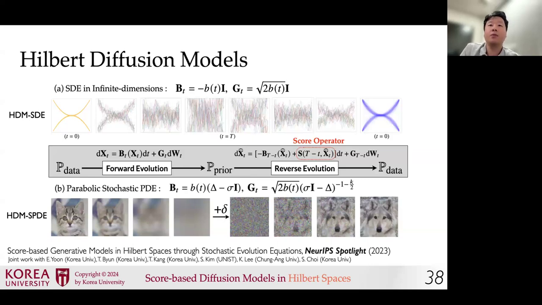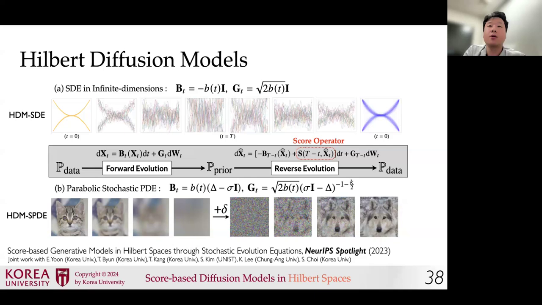Okay, so in our paper, we proposed two types of score-based generative models. The first one is the SDE in infinite dimensions, which is called HDM SDE. And another one is the parabolic stochastic partial differential equation, which is actually based on the stochastic heat equation. These are called HDM SPDE, which is the second version, as you can see below.